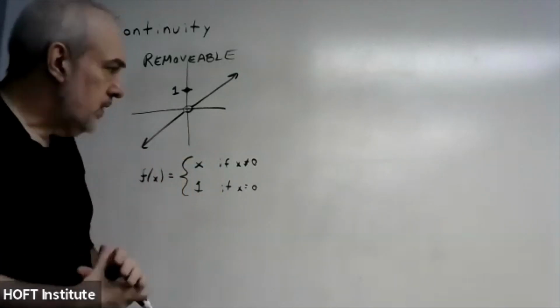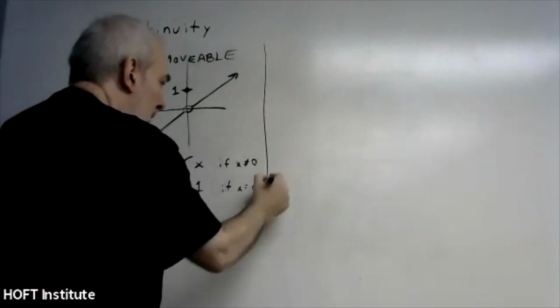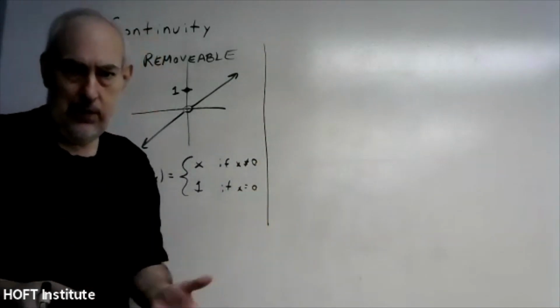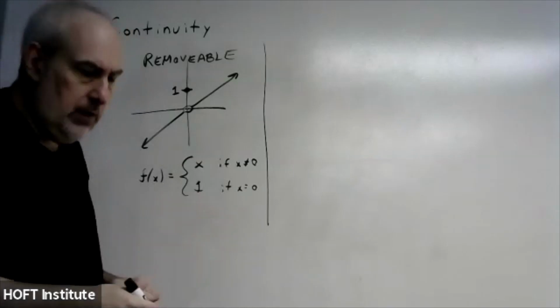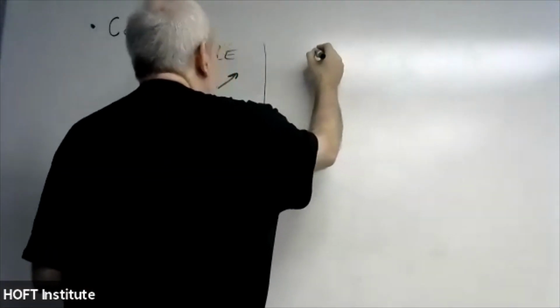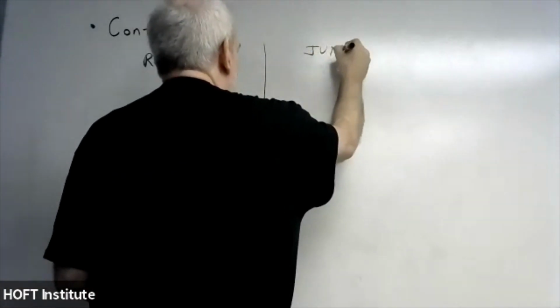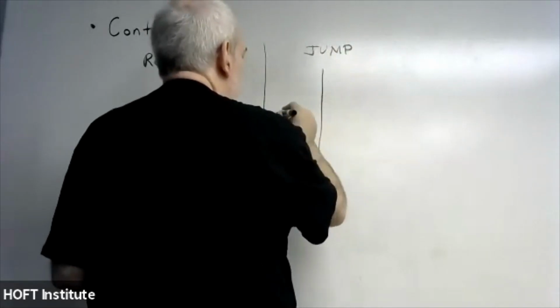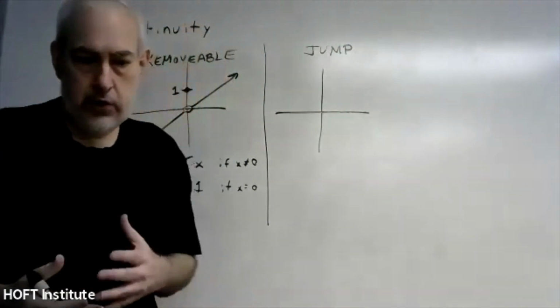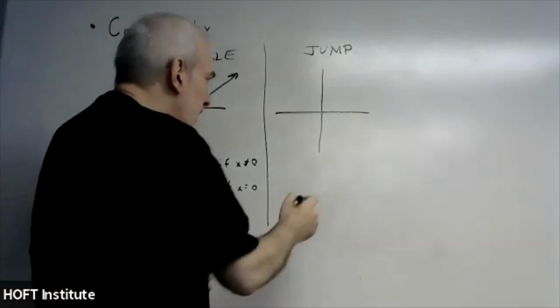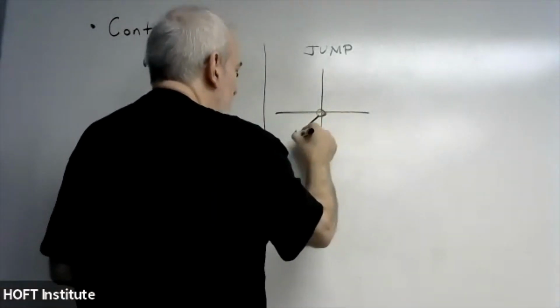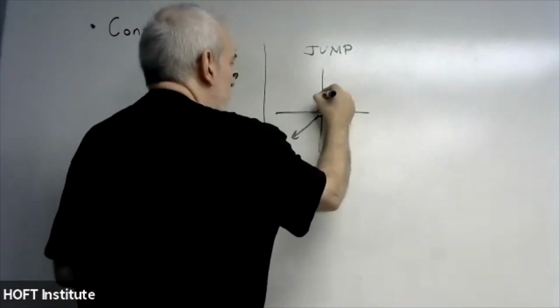Okay, second case is going to be, what if the limit doesn't exist? Now there are going to be two different cases for this. The first case is what we call a jump discontinuity. A jump discontinuity is where the limit from the left goes to a completely different value from the limit from the right.